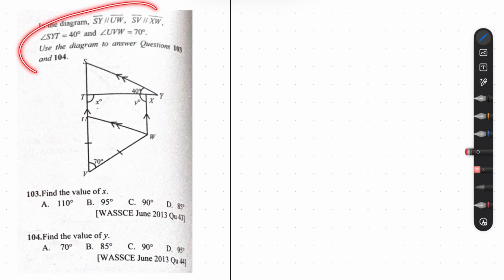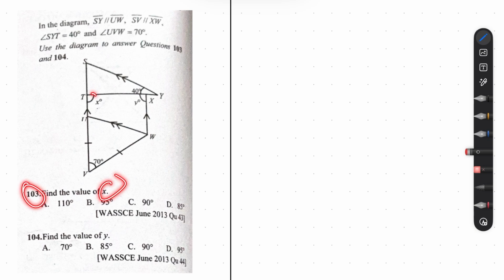Okay. We've been given that SY is parallel to UW. Where's XY? SY, UW. They are parallel. And also SV is parallel to XW. So we have two parallel lines here. Cool. Now the question wants us to find the value of x.